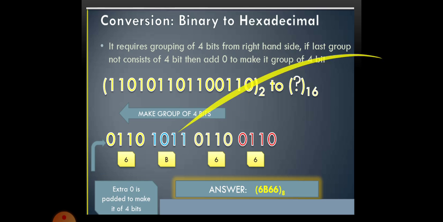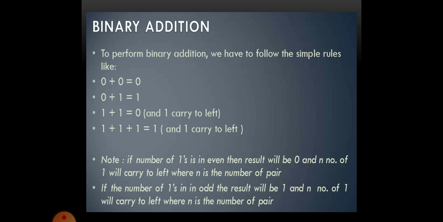So, if you want to add 1 plus 1, that becomes 2. How is 2 represented in binary? 10. How is 3 represented in binary? 11. Like that, we will have one carryover. If the number of 1s is even, then the result will be 0, and n number of 1s will carry to the left, where n is the number of pairs. If the number of 1s is odd, the result will be 1, and n number of 1s will carry to the left, where n is the number of pairs.